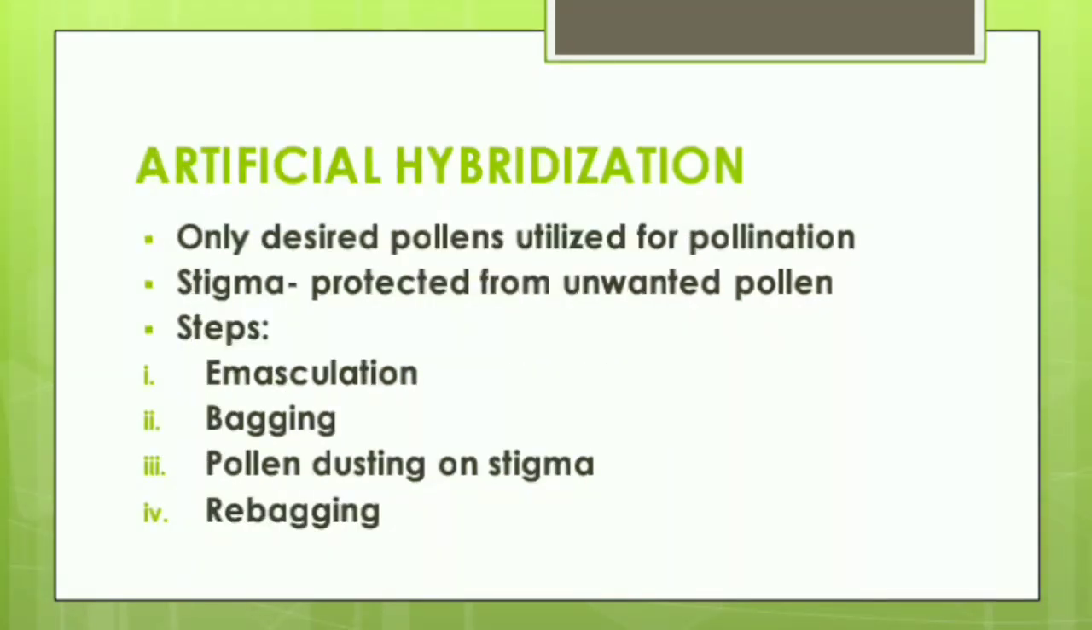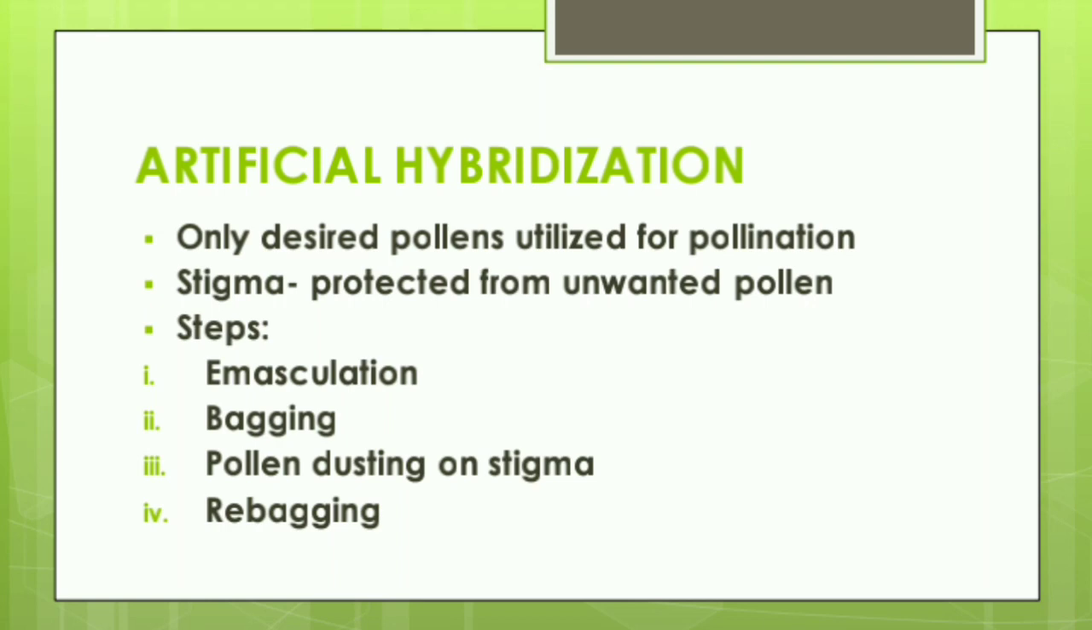Our next topic of discussion is artificial hybridization. Artificial hybridization is one of the major approaches of crop improvement program. Now, in artificial hybridization, crossing is made in such a way that only desired pollen grains are utilized for the process of pollination. Here, the stigma is protected from unwanted pollen.